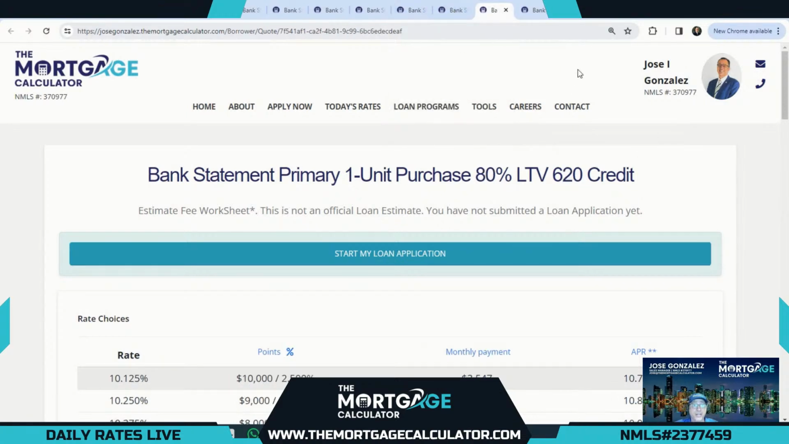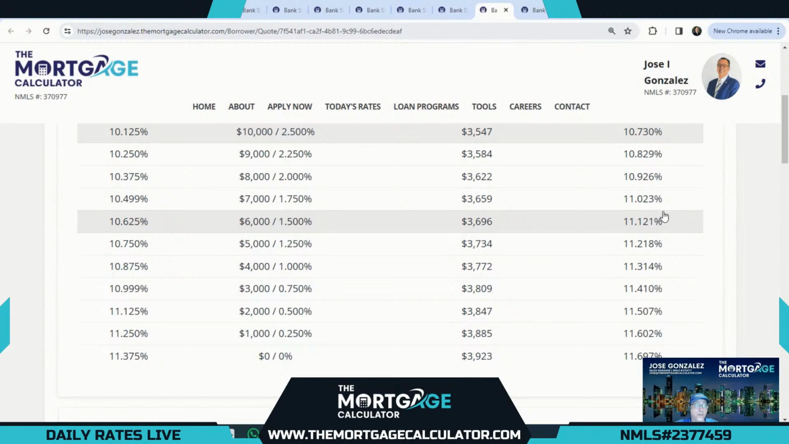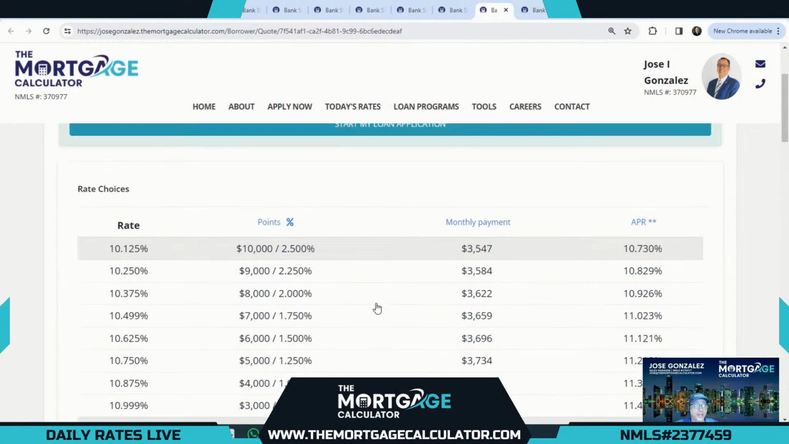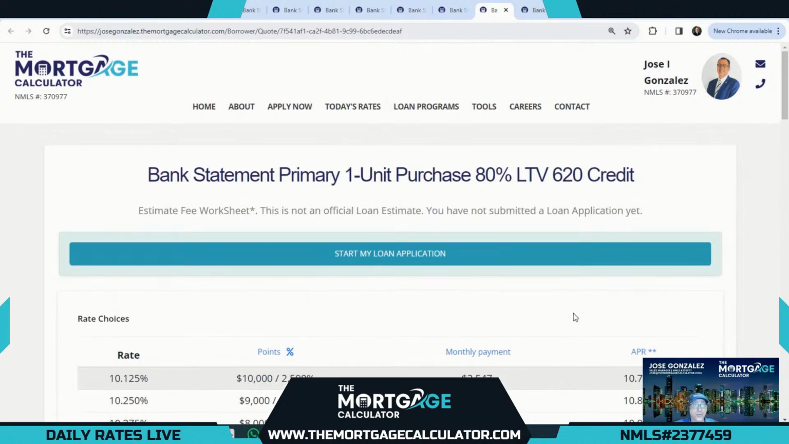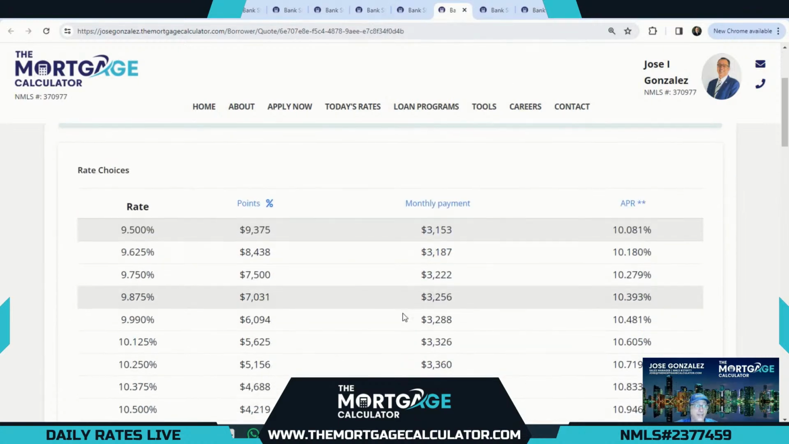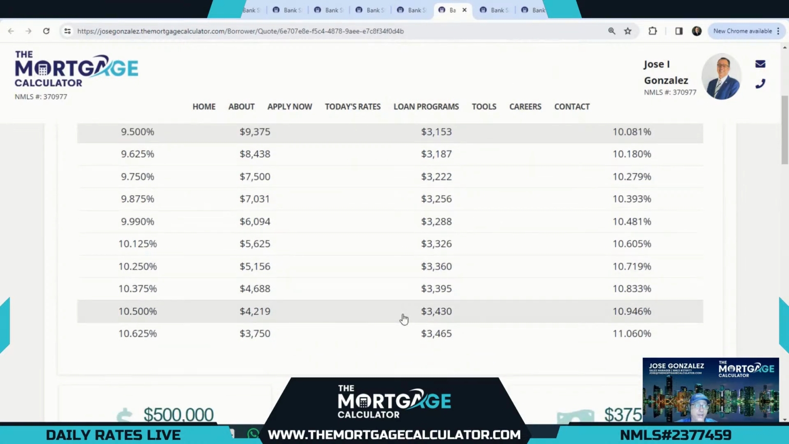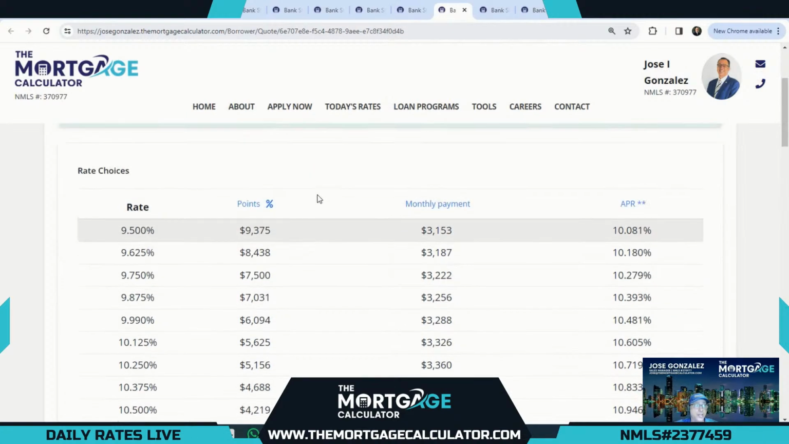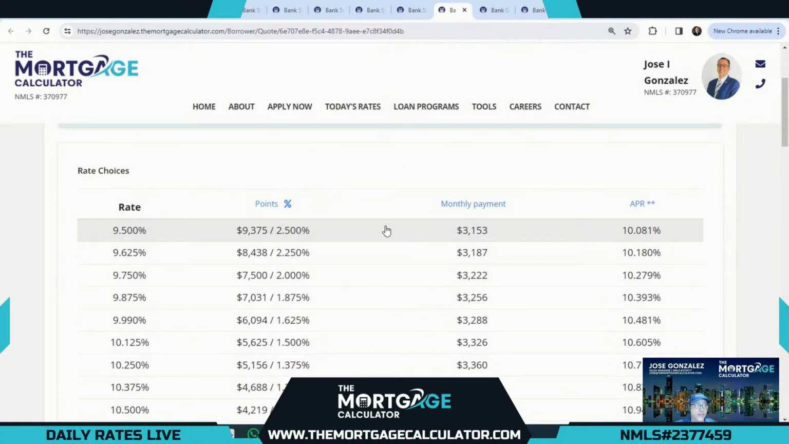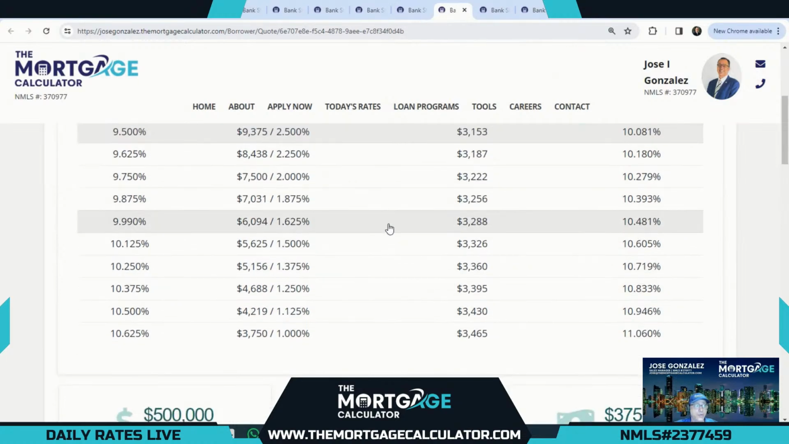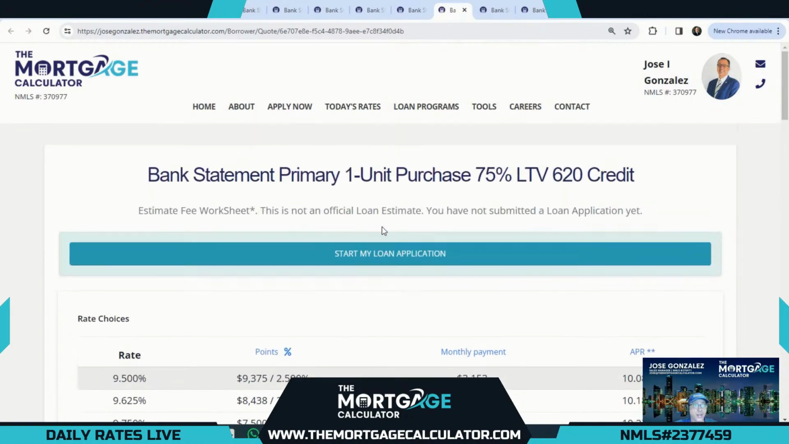Actually, let me show you the rates. 11.375 is our lowest cost option and 10.125 lowest rate option for a 620 at the maximum LTV of 80. Now drop that LTV to 75 and you're down to 10.625 as the lowest cost option and 9.5% lowest rate option with a 75% with a 620.